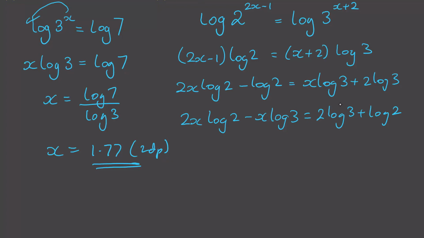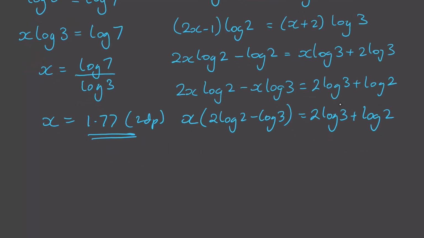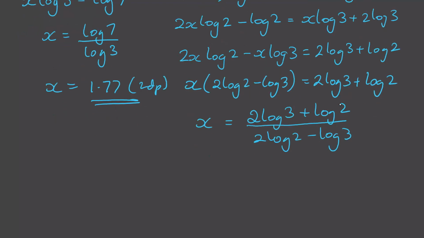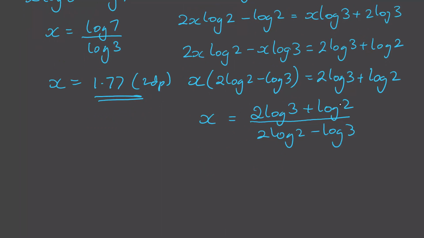Then I'm going to factor out x on the left. So I've got x times 2 log 2, take away log 3, and on the right I've got 2 log 3 plus log 2. And then I'm going to divide both sides by that bracket. So x is going to be 2 log 3 plus log 2 over 2 log 2, take away log 3. And then we're just going to go to the calculator and calculate.